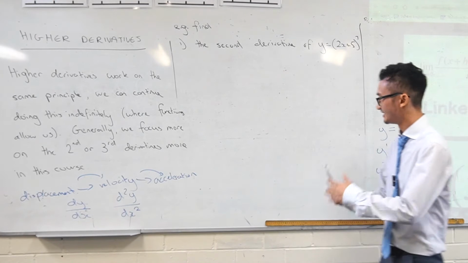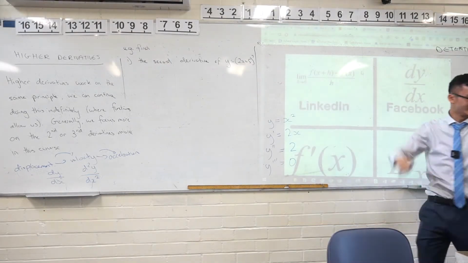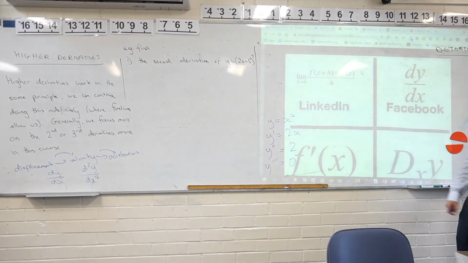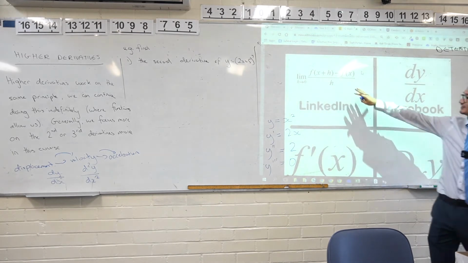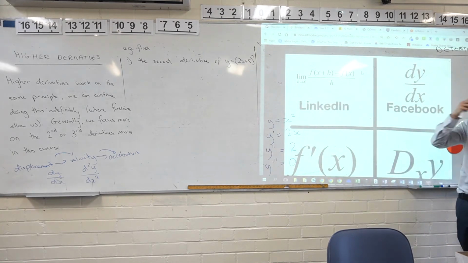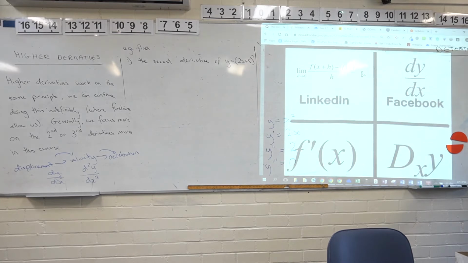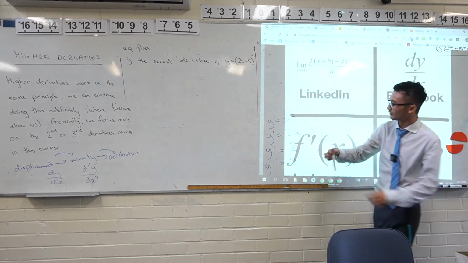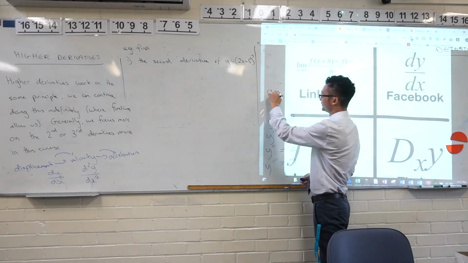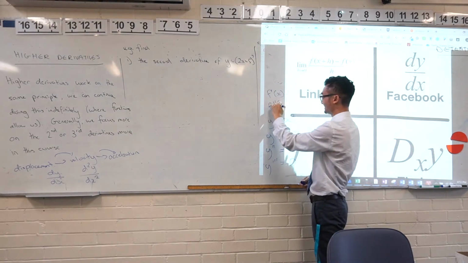But that's a different type of notation, and thanks, Maylin. We've got a few different notations here. We've got our first principles. There's your dy dx notation, and your f dash of x notation. So that's similar to this one. This is your first derivative, your second derivative, which will look like this, right?